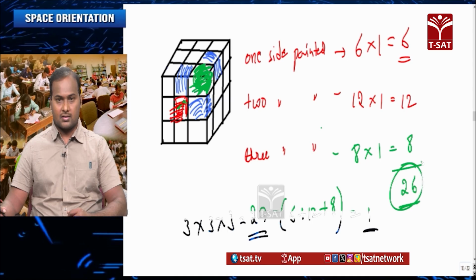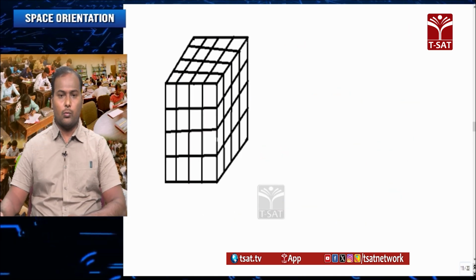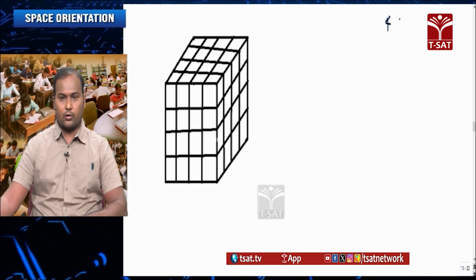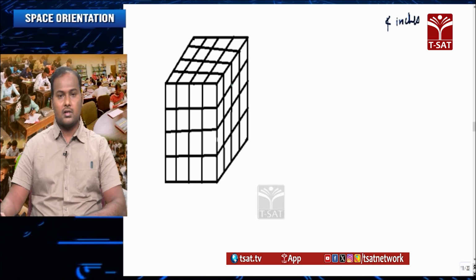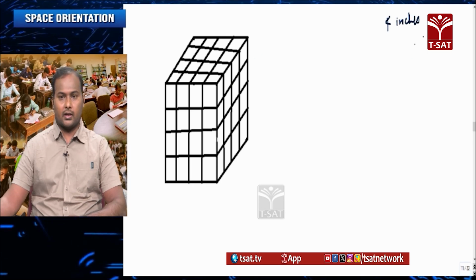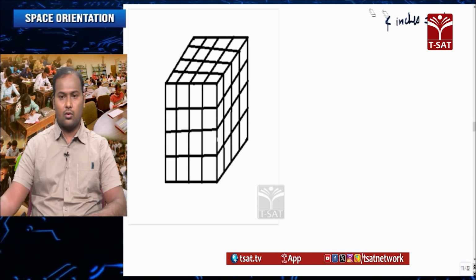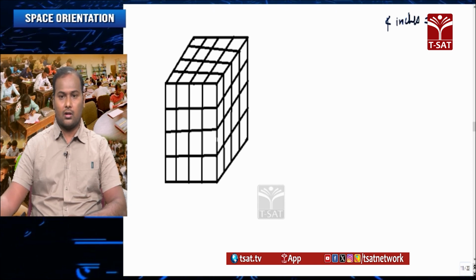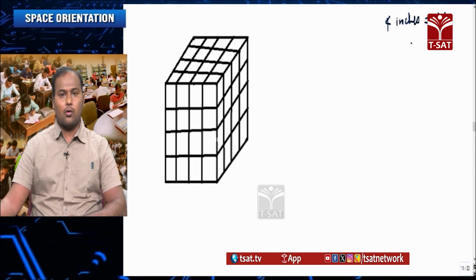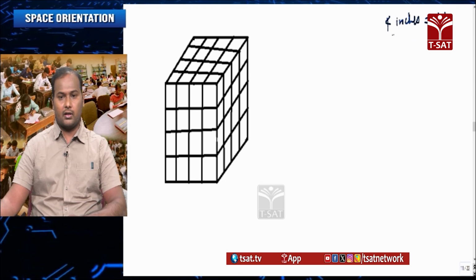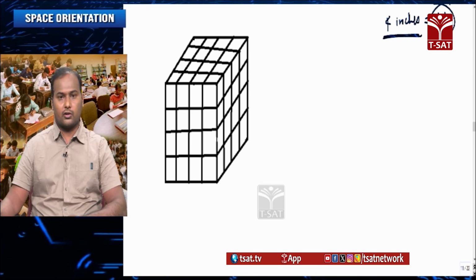See, in this particular question, the question is the same, a cube of 4 inches. Remember, a cube of either 4 inches or 4 centimeters, it doesn't matter. A cube of side 4 centimeters is taken and cut into 1 inch size, then in total how many small cubes are possible? So here we are taking 4 inch and cutting into 1 inch. So in total how many small cubes are possible?